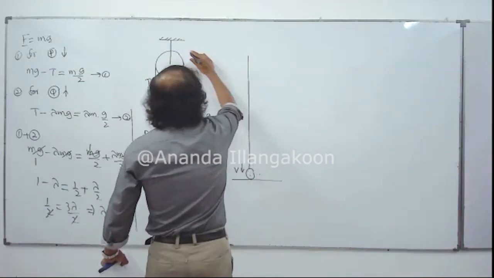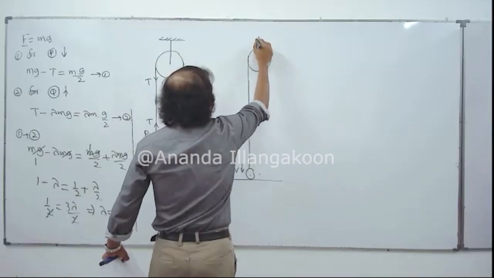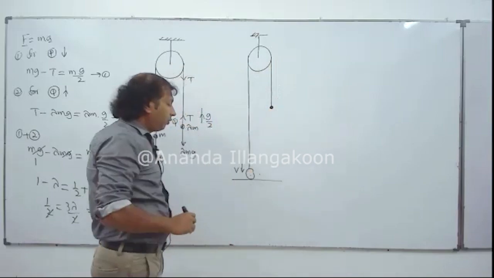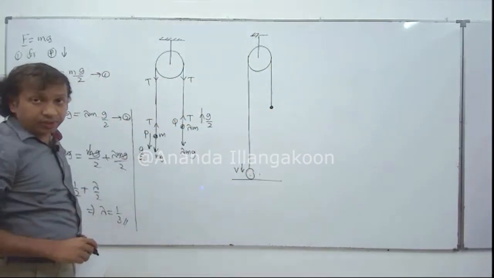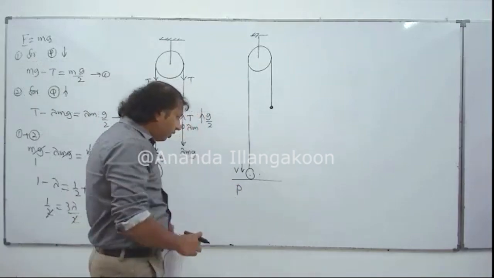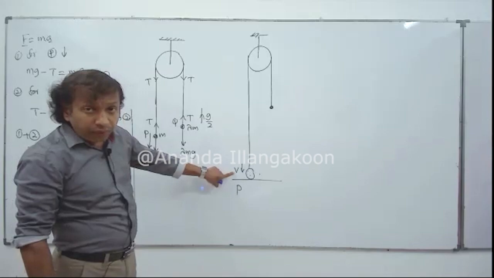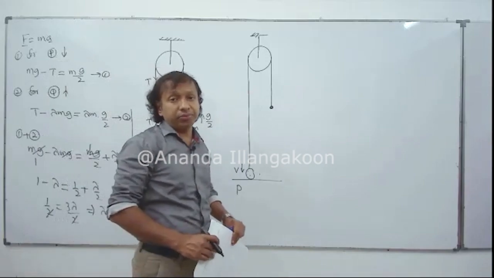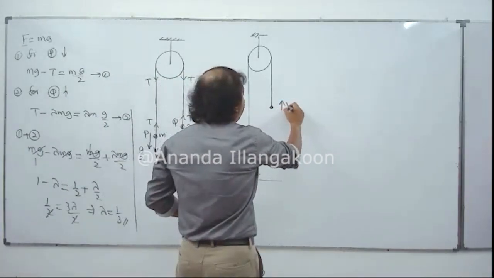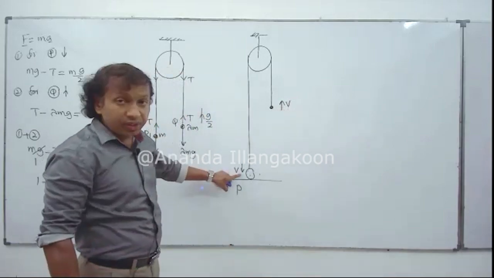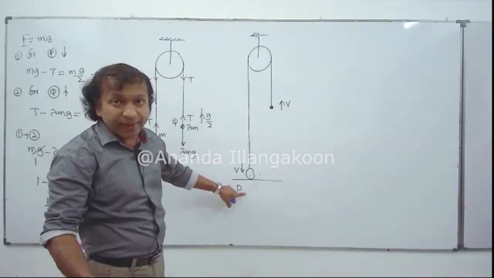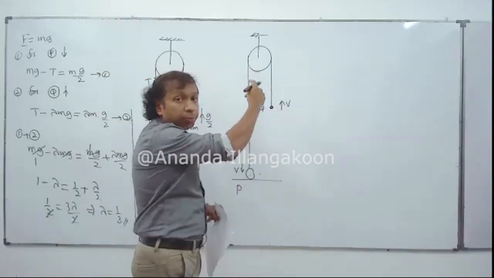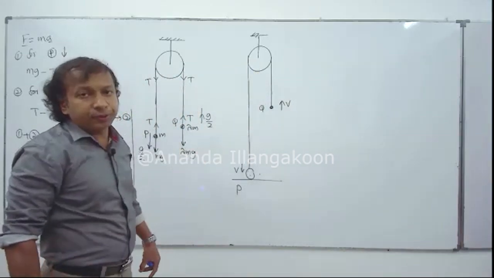Now the other end, particle Q, suppose it is somewhere here at the moment P strikes the inelastic ground. You can very clearly see that when particle P has a velocity V, the other end of the same string will have the same velocity V upward. So at the moment P strikes the inelastic plane, Q will have velocity V in the upward direction.